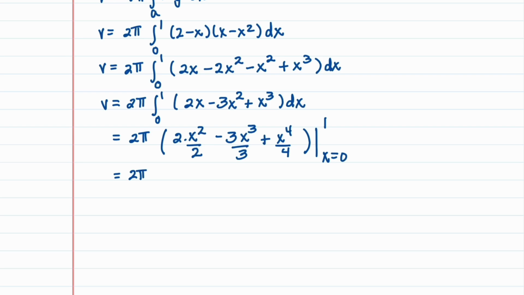Let's see what we get. We'll substitute in that x is 1. So we get 1 minus 1 plus 1/4. And then when we substitute in x is 0, we get 0. So this is really nice. This just turns out to be 2 pi divided by 4. So we get an answer of pi divided by 2. And that tells us that our volume is equal to pi over 2.